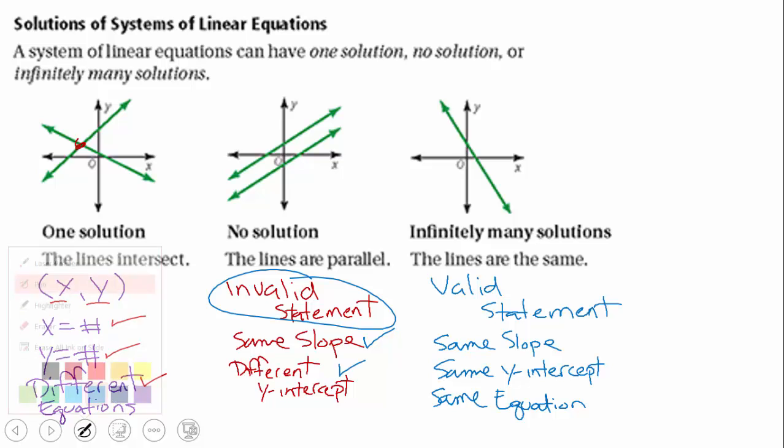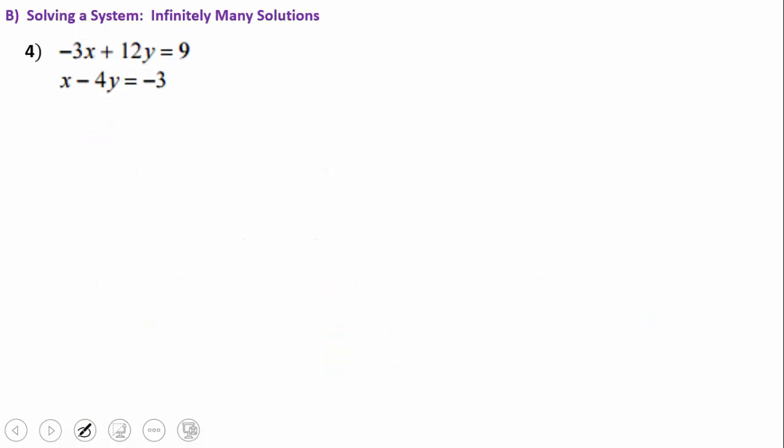And then, of course, today in this second video, we're going to talk about infinitely many solutions. In other words, the lines are going to be the same. You're going to end up with a valid statement if you use substitution or elimination, because the equations would have the same slope, the same intercept. The equations would be the same. So let's do those examples right now. Number 4, for solving a system and receiving infinitely many solutions.